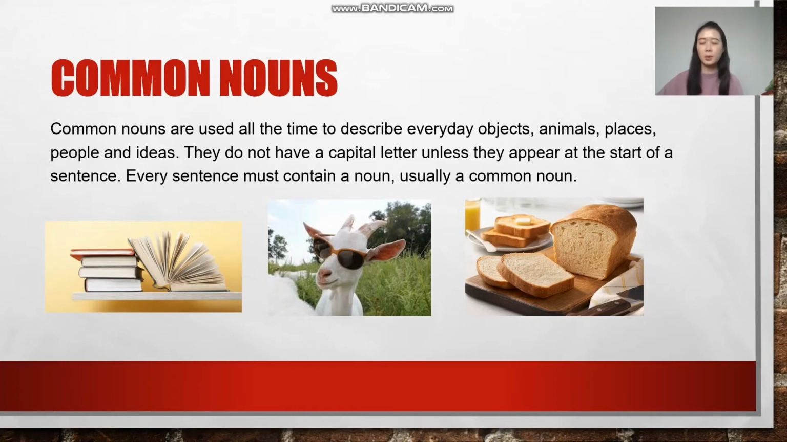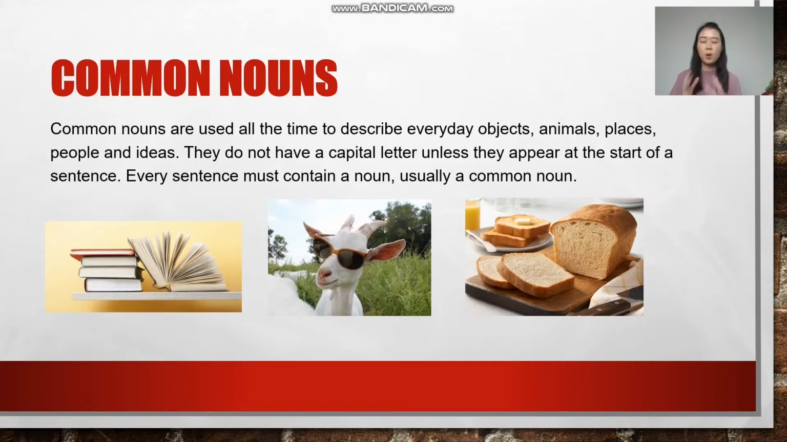Let's see this example. The first picture, what is it, everyone? They are books. Okay, so we have the word books for this picture. What about the next one? This is a goat. Okay, a goat, and also it's wearing sunglasses. Also the word goat, the word sunglasses, they are common nouns, right? And on the right, that is braid. Okay, so we have 4 words here as examples of common nouns. We have books, goat, sunglasses, and braid.